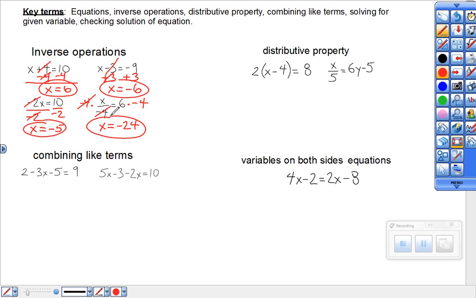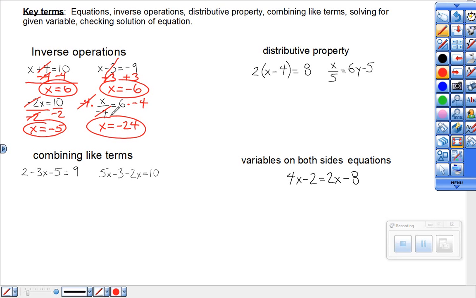So the first problem, I did the opposite of adding 4. I subtracted 4 on both sides. If opposites go away, all it leaves you on the left side is x. 10 minus 4 gives you 6. So the solution to that equation is 6. If I took that 6 and plugged in for x, it would give me a true statement.